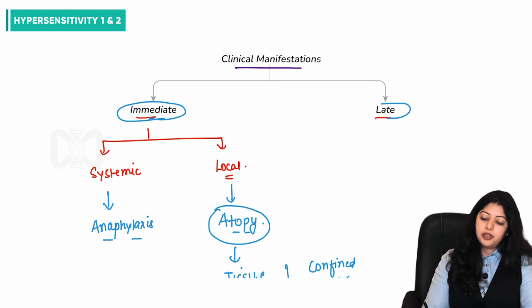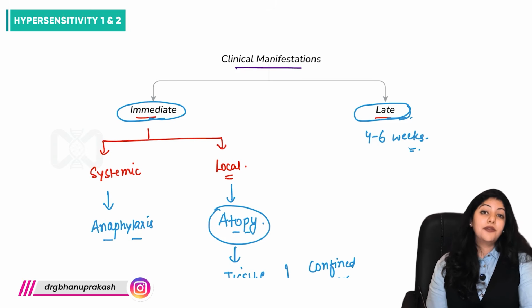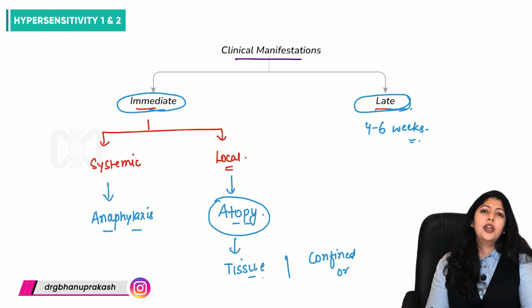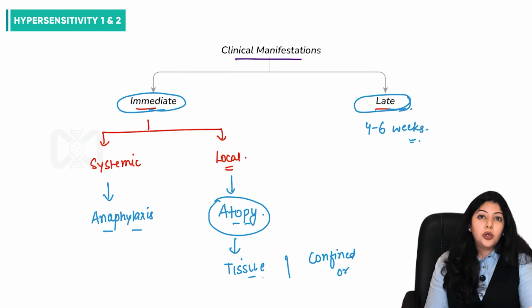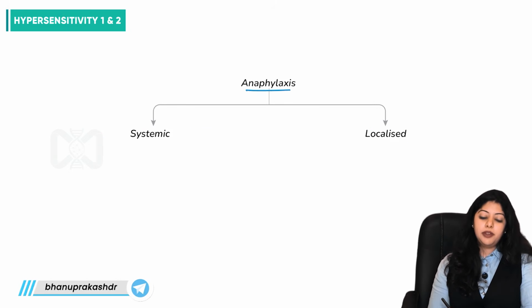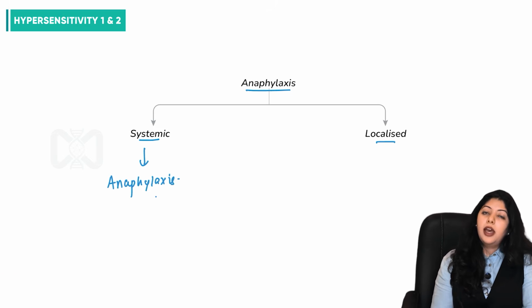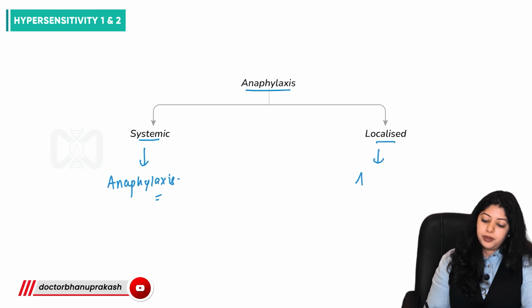Then late manifestations, they take some time, around say 4 to 6 weeks. They take around 4 to 6 weeks to occur, and late manifestation usually involves the long-term or chronic manifestations of these reactions, right? So anaphylaxis, you've already seen that it can be known as systemic and localized. Systemic stands for anaphylaxis and localized stands for atopy.